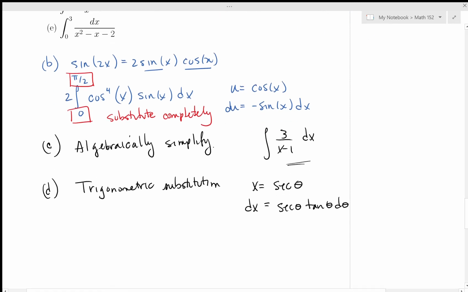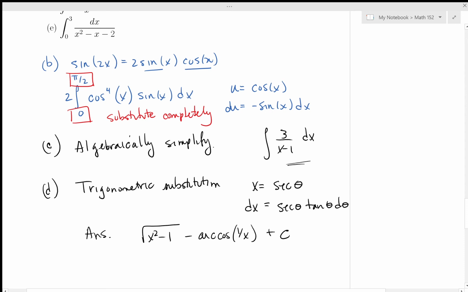Okay, let me just write out the answer for this one. The answer for D is, so you can check, square root of x squared minus 1 minus arc cos of 1 over x plus a constant.